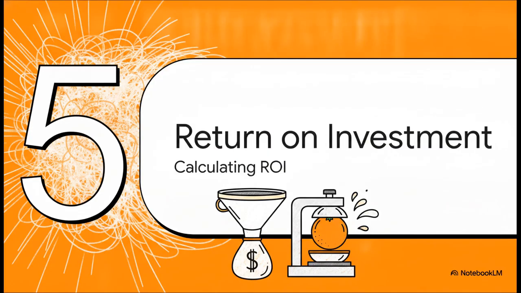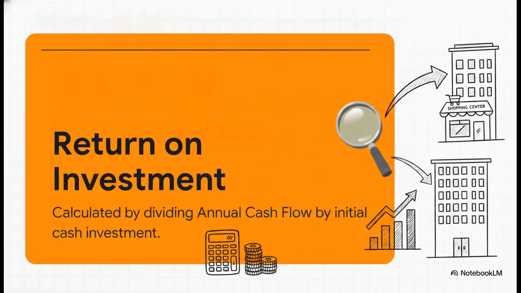Finally, Section 5, Return on Investment, or ROI. We've done all the hard work, but we still have to ask, was the juice actually worth the squeeze? This is where we calculate the return on investment. You simply divide your annual cash flow by your initial cash down payment. ROI is absolutely the ultimate comparative metric. It lets investors weigh completely different assets against each other, say a massive shopping center versus a small apartment building, to see exactly where their money is working the hardest.